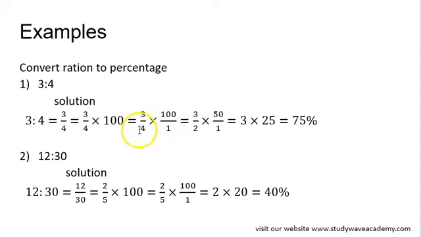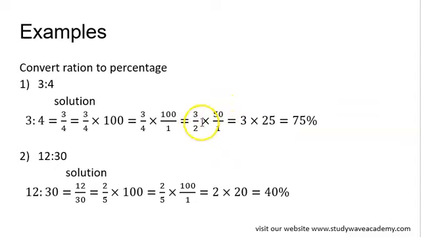If 2 cancels 4, it will give us what? 2. And if 2 cancels 100, it will give us what? 50, right? So we have 3/2 times 50/1. 2 can still cancel 50. Can 2 cancel 50? Yes, 2 can cancel 50.